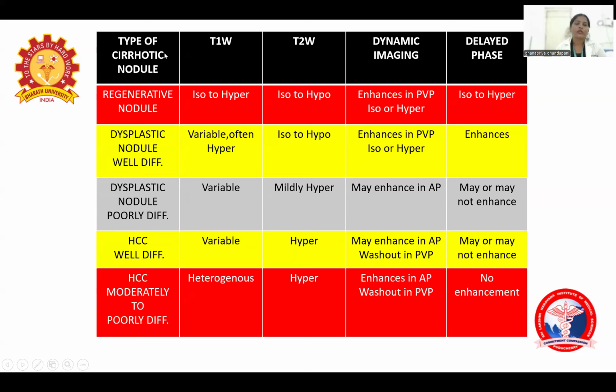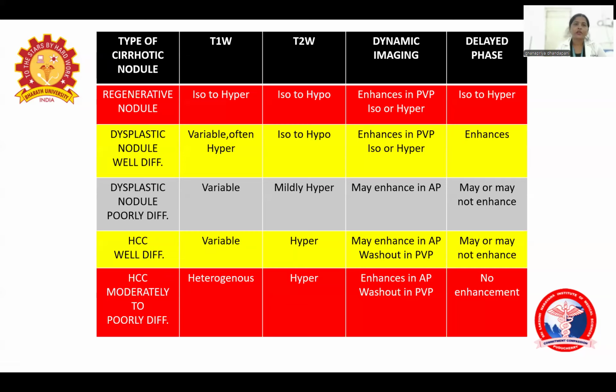There can be different types of nodules with varying appearance in the liver showing on MRI. The types of nodules can be a regenerative nodule, or a well-differentiated dysplastic nodule, or a poorly differentiated dysplastic nodule, or a well-differentiated HCC, or a poorly differentiated HCC. These nodules can be differentiated by their appearance on MRI.